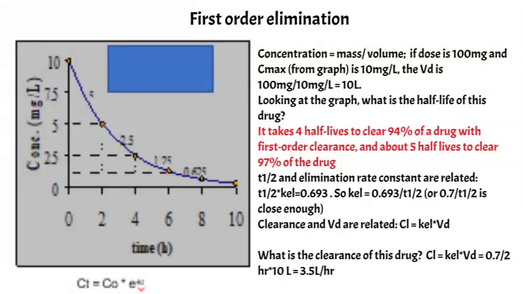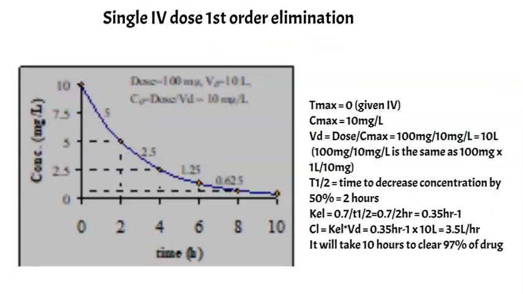Concentration at any time t equals C0 times e to the power of minus KEL times t, where t is the time elapsed between C0 and the concentration at time t. This slide sums up what we just walked through for a single IV first-order elimination drug. Our Tmax was 0, so we can assume it was given IV. Our Cmax, reading from the graph, is 10 milligrams per liter.